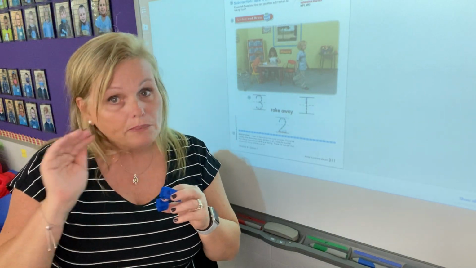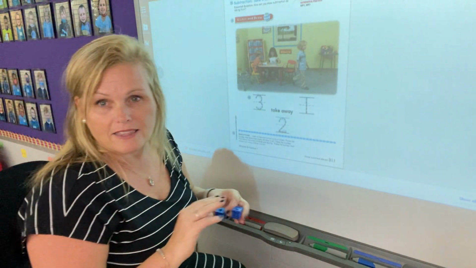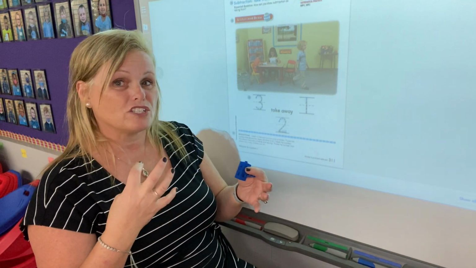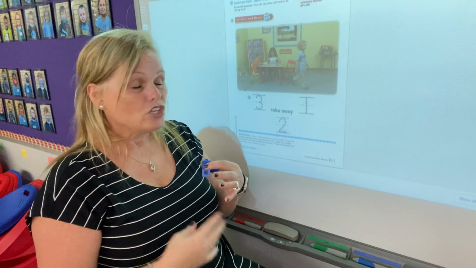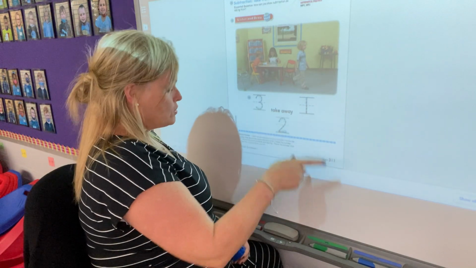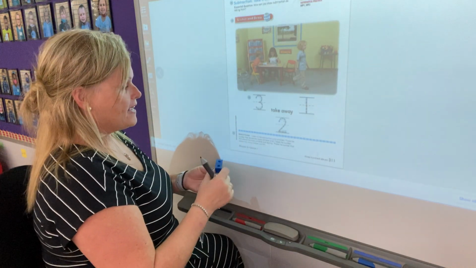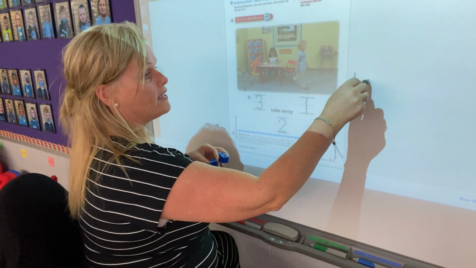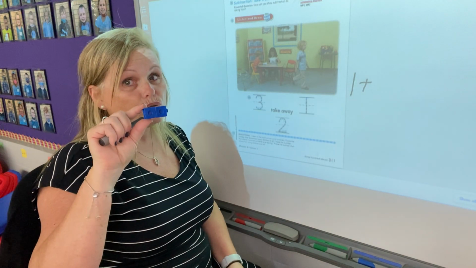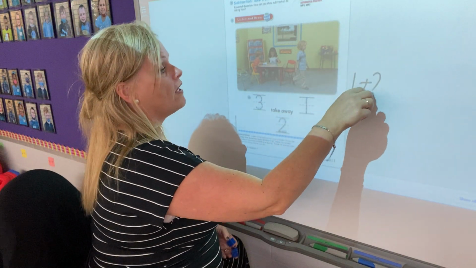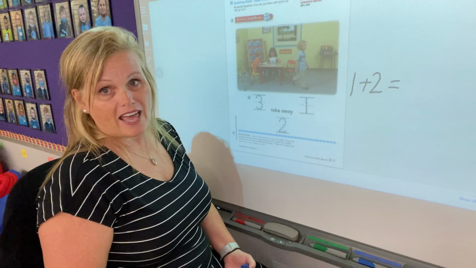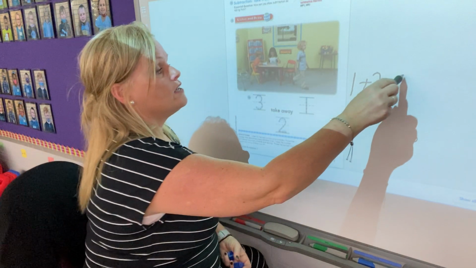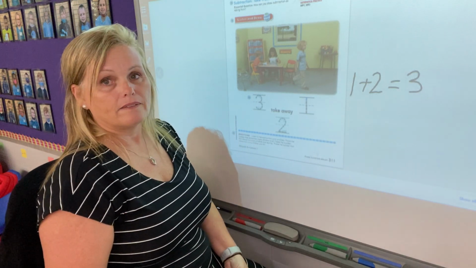Now I want to show you something. This is going a little bit farther, but I think it's time, and I think you're ready to understand this. Subtraction can also turn into addition. You're going to use the same numbers. What I mean by that is if I have one friend who's walking away, and I add the 2 friends that are sitting at the table, how many friends do I have altogether? I have 3. 1, 2, 3. So 1 plus 2 is 3.